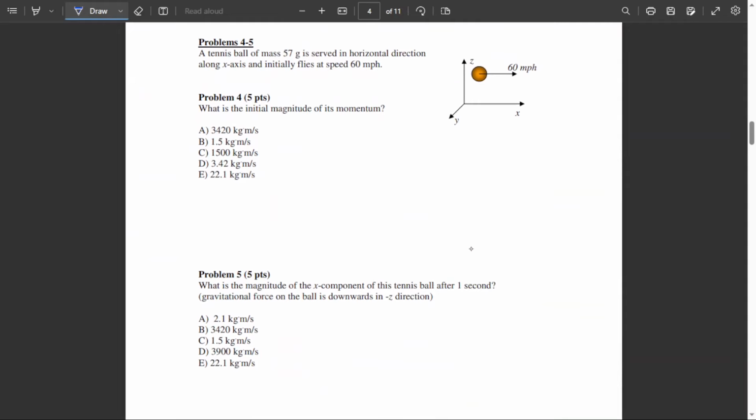Alright, problems 4 and 5. A tennis ball of mass 57 grams is served in horizontal direction along the x-axis and initially flies at speed 60 miles per hour. What is the initial magnitude of its momentum?